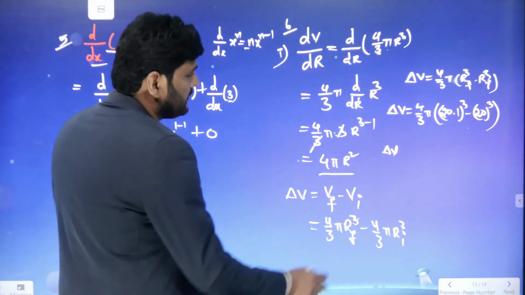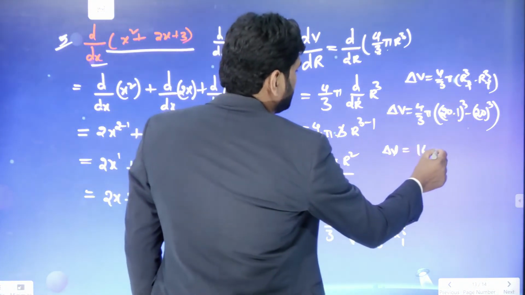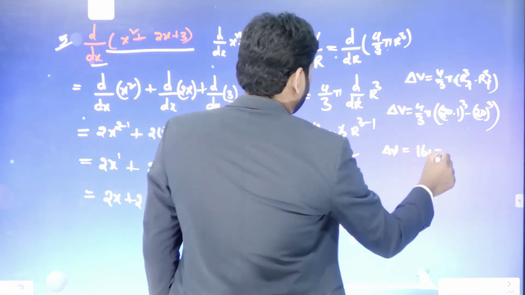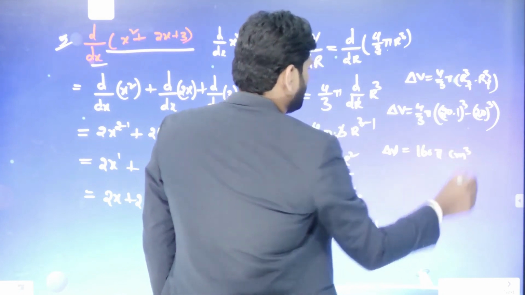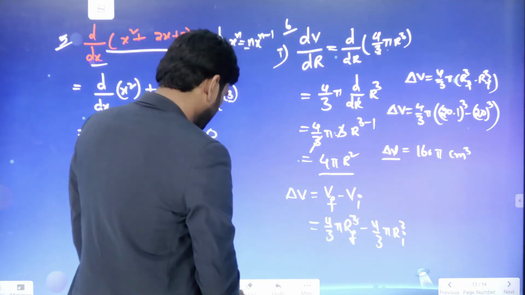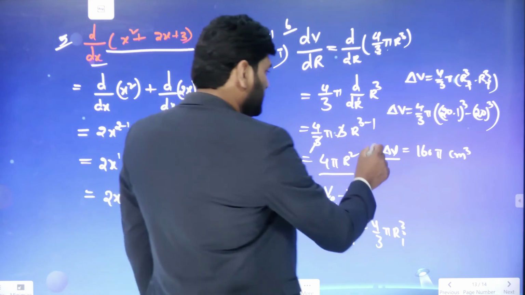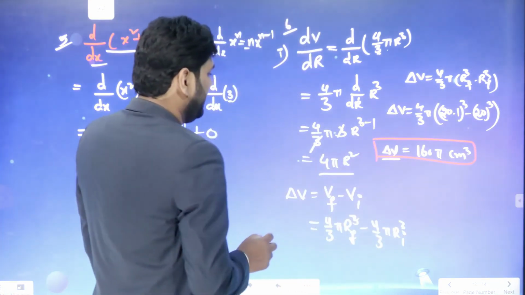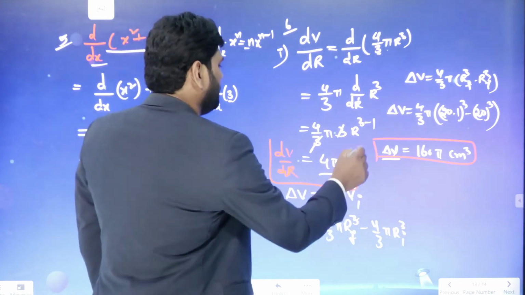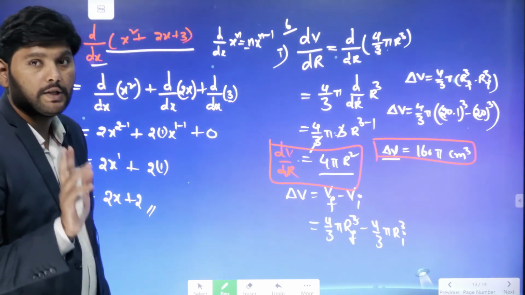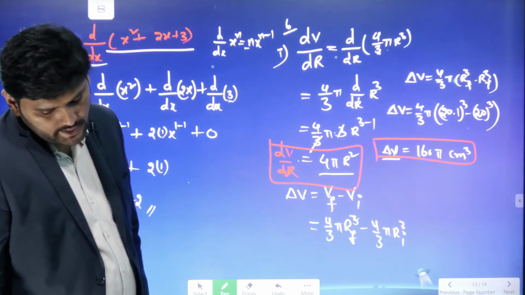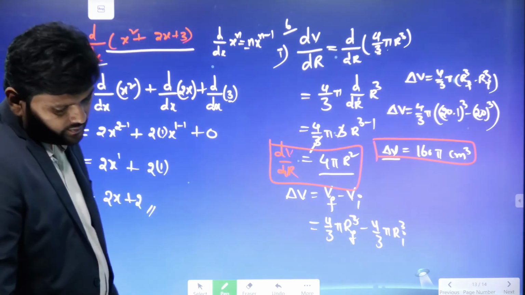The first option is what? You will get 160 pi centimeter cube. That is the change in volume. So finally, this is your change in volume, and this is your dV by dr, rate of change in volume with respect to radius. These are the two questions. Understand, children? Next, look at one more question here. Seventh question.